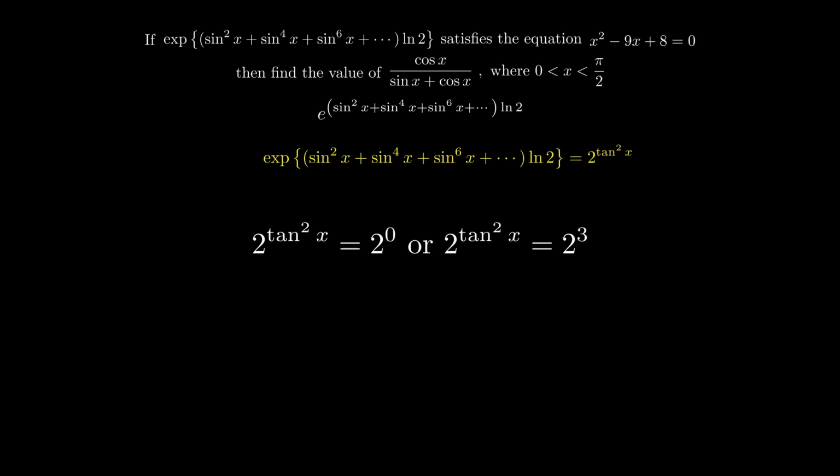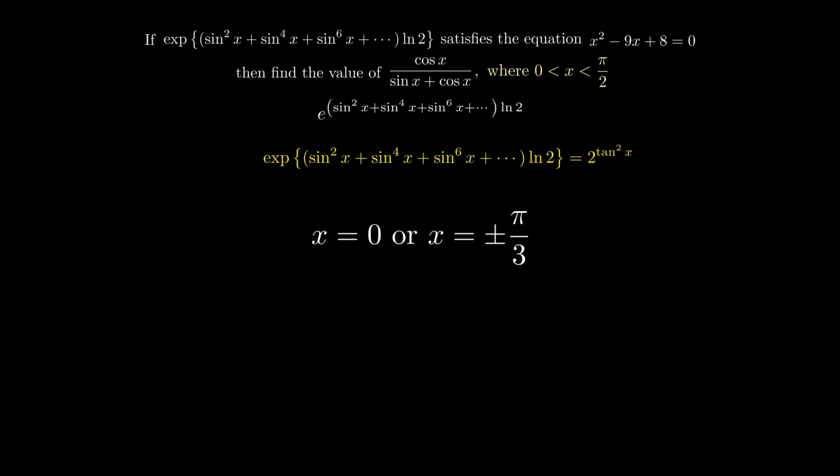Which means that tan squared x is either 0 or 3. And then taking the square root of both sides, we find that tan x is equal to 0 or plus minus square root of 3. Which leads us to x equals either 0 or plus minus pi by 3. Now, considering the range of x, where x is greater than 0 and less than pi by 2, the only valid solution is x equals pi by 3.